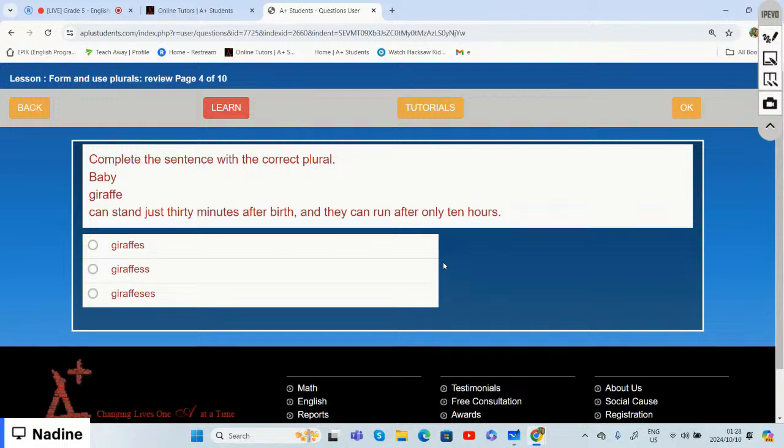All right. It says we need to complete the sentence with the correct plural. Baby giraffe can stand just 30 minutes after birth, and they can run after only 10 hours. So, baby or giraffe. So, giraffe. Do we say giraffes, giraffess with a double S, or giraffeses? Which one is correct? Option one, two, or three.